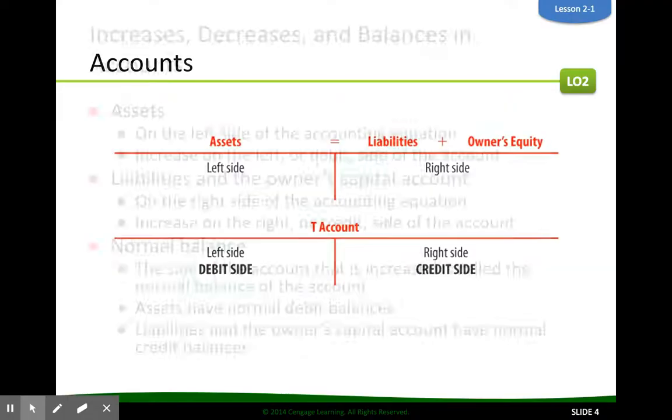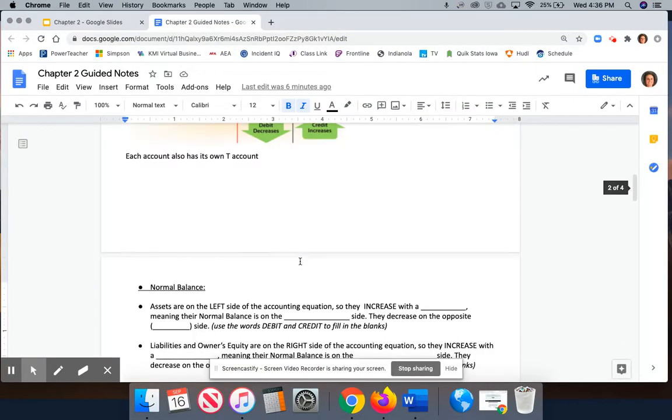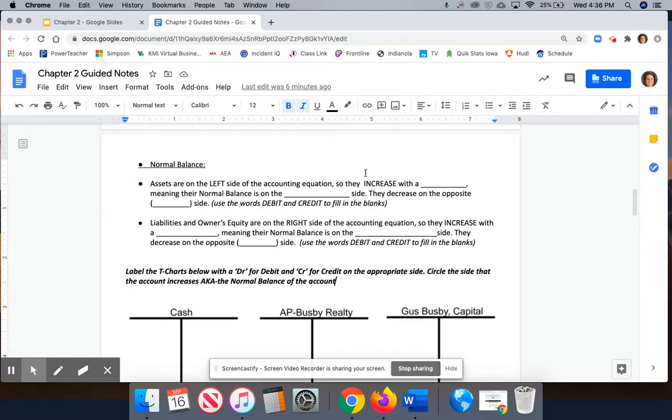So if we go back here to our note guide, say normal balance. Assets are on the left side of the equation, so they increase with a debit. Fill that in there, meaning their normal balance is on the debit side. The opposite of the normal balance is the side that they decrease on. So they decrease on the opposite side, which is the credit. So for assets, we'd have debit, debit, credit.